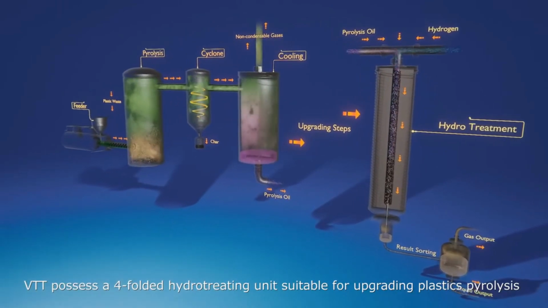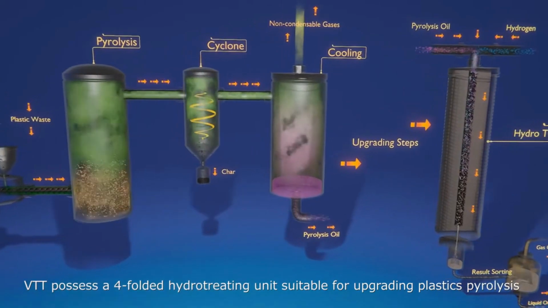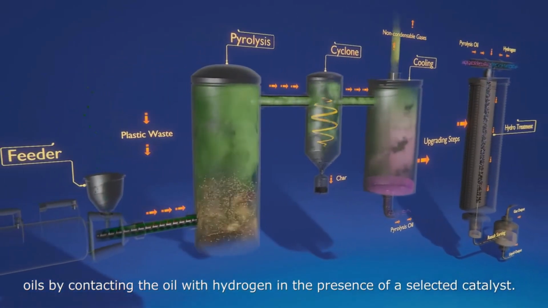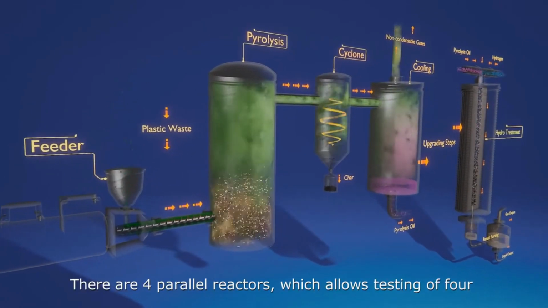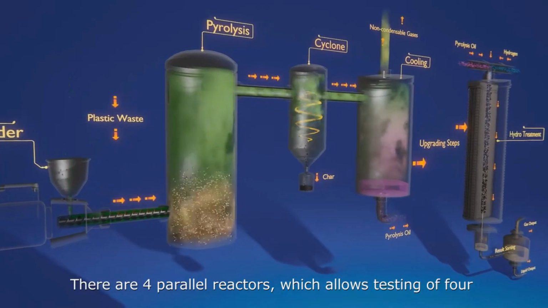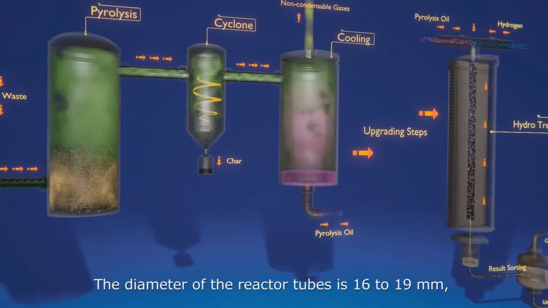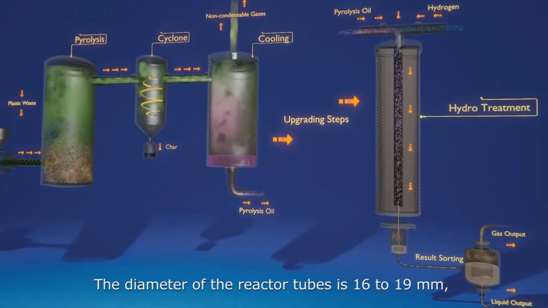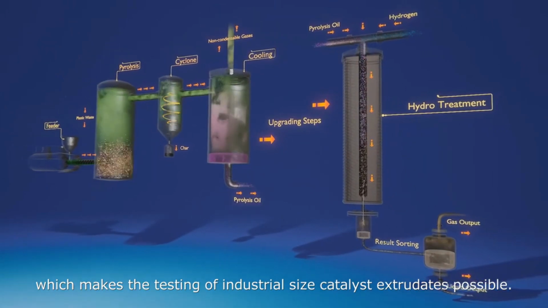VTT possesses a four-fold hydrotreating unit suitable for upgrading plastics pyrolysis oils by contacting the oil with hydrogen in the presence of a selected catalyst. There are four parallel reactors, which allows testing of four different catalysts or process conditions simultaneously. The diameter of the reactor tubes is 16 to 19 millimeters, which makes the testing of industrial-size catalyst extrudates possible.